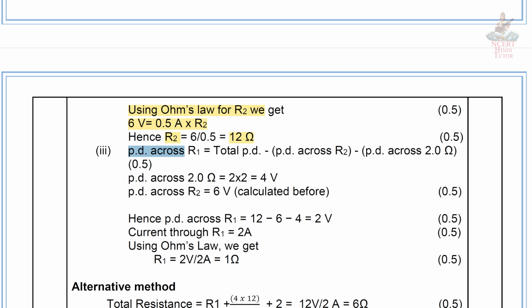Third, potential difference across R1. Total potential difference minus potential difference across R2 minus potential difference across 2 ohm. Potential difference across 2 ohm is equal to 2 multiplied by 2 is equal to 4 volt. Potential difference across R2 is equal to 6 volt, calculated before. Hence, potential difference across R1 is equal to 12 minus 6 minus 4 is equal to 2 volt. Current through R1 is equal to 2 ampere. Using Ohm's law, we get R1 is equal to 2 volt divided by 2 ampere is equal to 1 ohm.